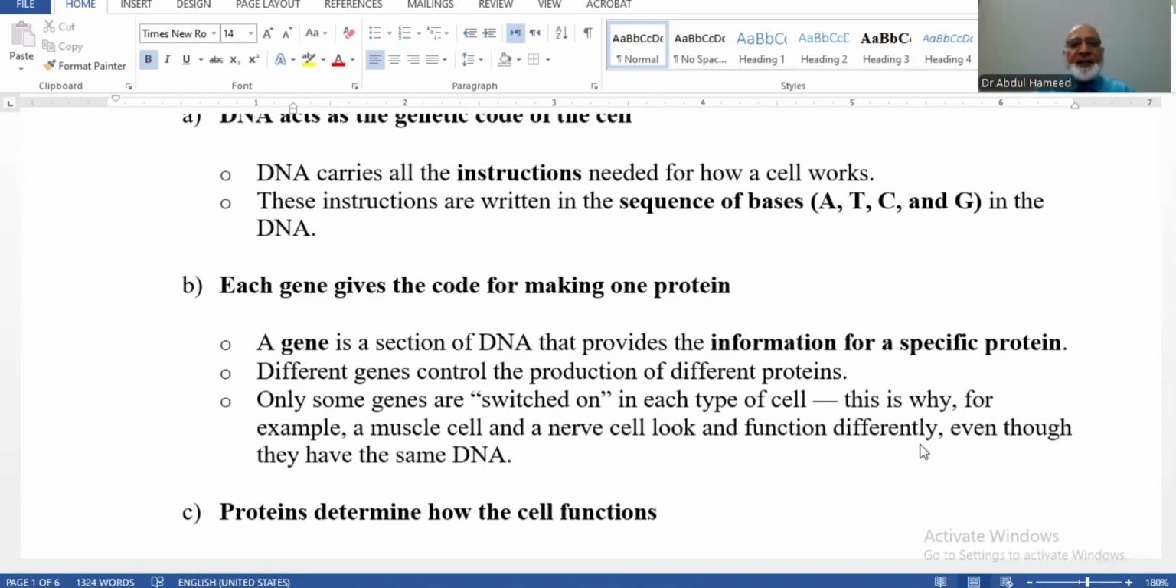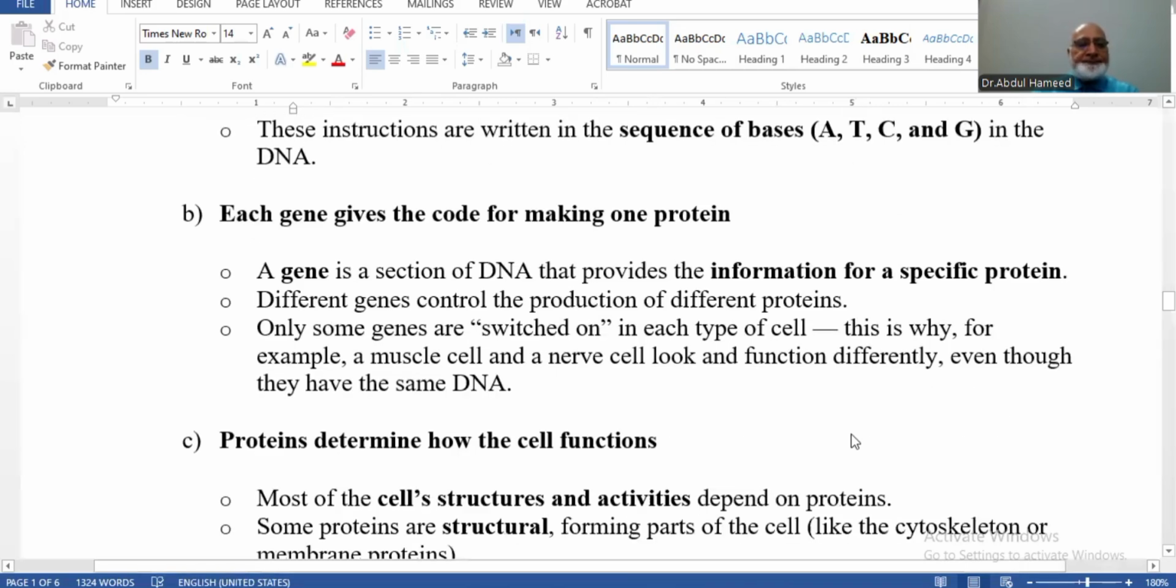Only some genes are switched on in each cell. This is why, for example, muscle cells and nerve cells look and function differently, even though they have the same DNA as other cells. This is important: some genes are switched on in one cell and switched off in another, and this makes the fabric of the cell function.